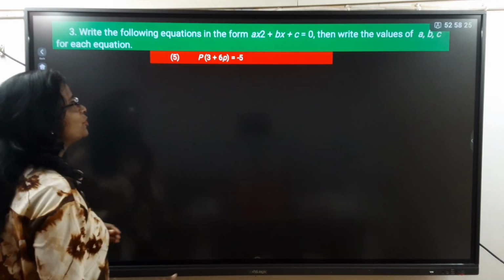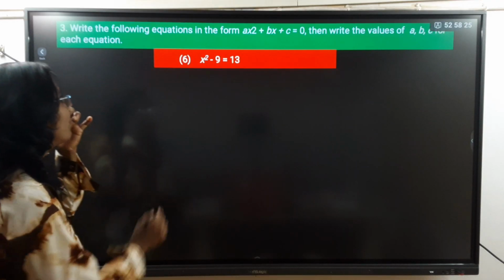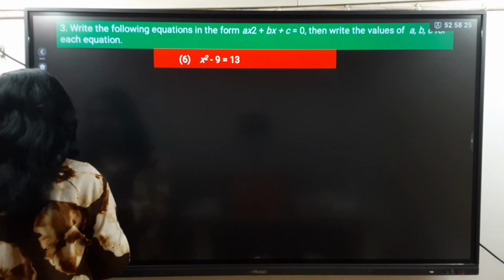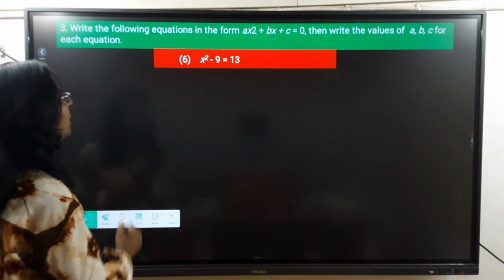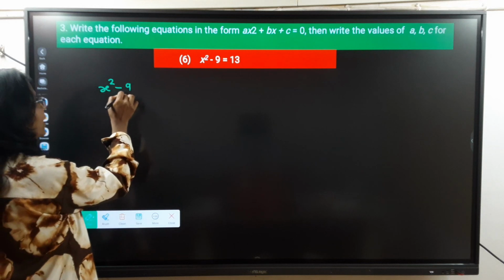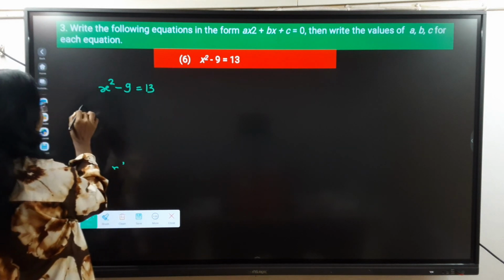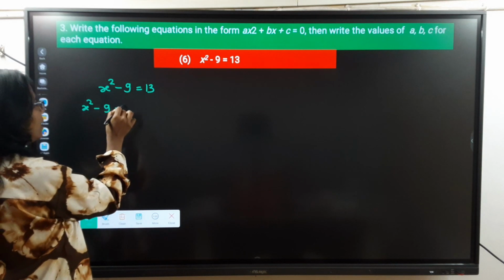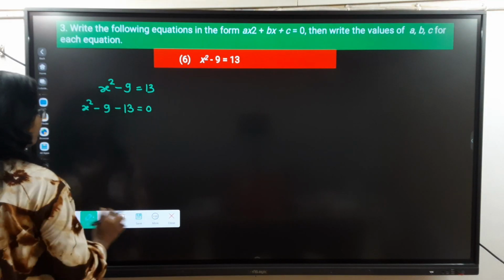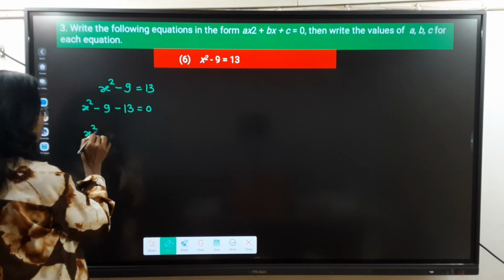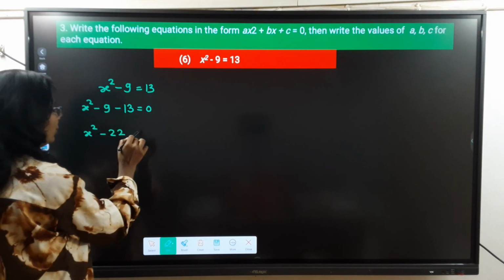Then the next example, students. x square minus 9 is equal to 13. So I write it down as it is, x square minus 9 is equal to 13. Therefore, further we simplify it, x square minus 9 minus 13 is equal to 0. So here x square minus 22 is equal to 0.